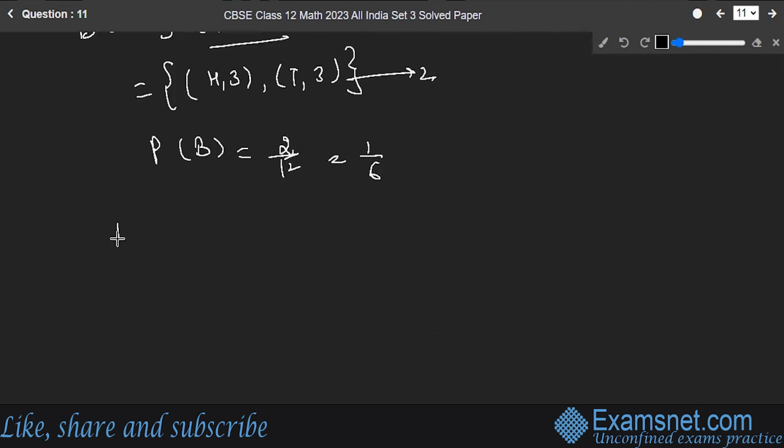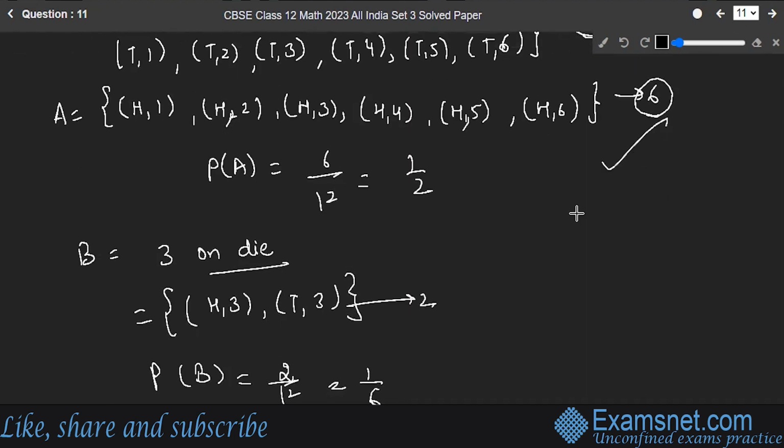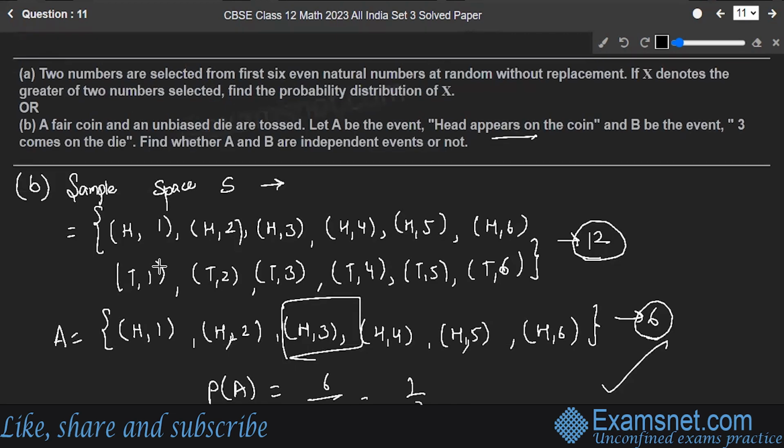Now you have to find out the probability of both the events to happen, that is A intersection B. See, this is A and this is B. So the only one which is intersecting between the two is H comma 3. And this is 1 upon 12. And this is what you needed to find out.